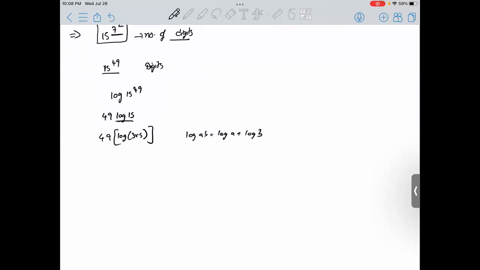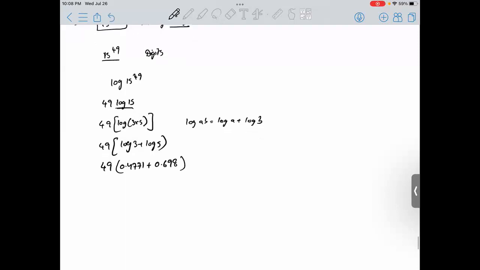49 into log, what is the value? Log 3 plus log 5. What is the value of log 3? 0.477. Plus, what is the value of log 5? 0.698. We have to at least go through 3 digits, 698. Then multiply it with 49. Add this: 1.176.